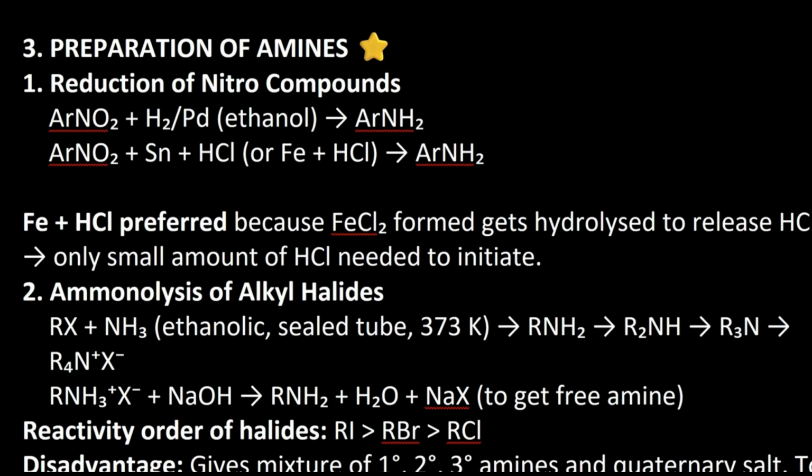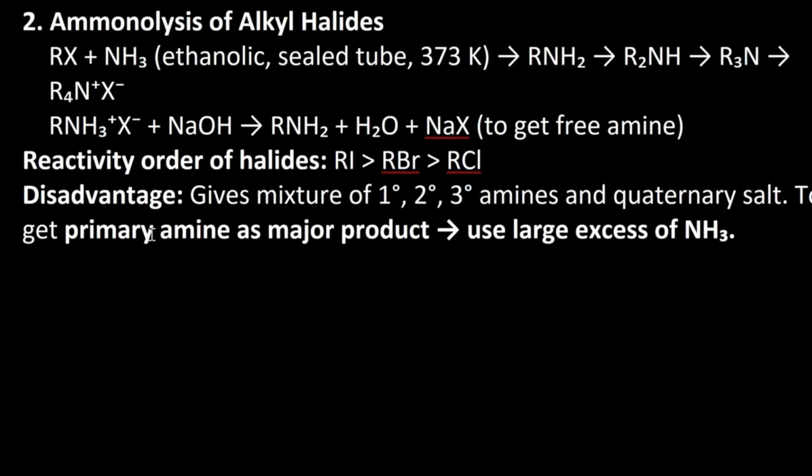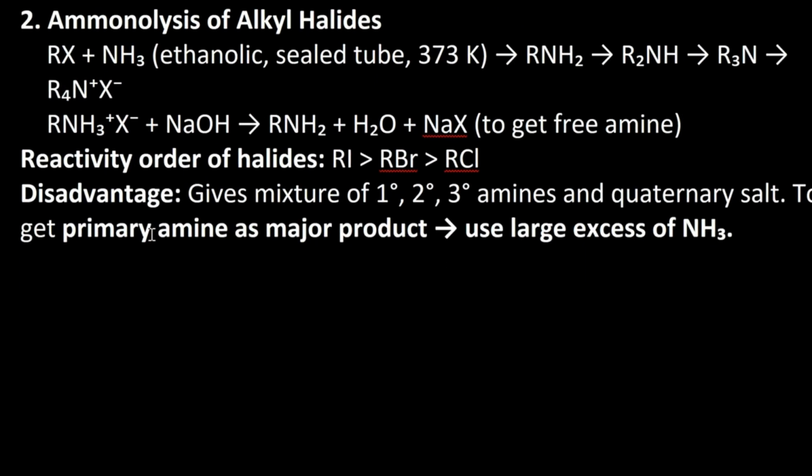Then ammonolysis of alkyl halides. That is also a preparation method for amines, where we get primary, secondary, tertiary and also quaternary amines. Each time you add more RX, it replaces a hydrogen with the R group. It is also called Hofmann ammonolysis. The disadvantage of this method is that it gives a mixture of amines: primary, secondary, tertiary. So the yield will be less for the particular amine.